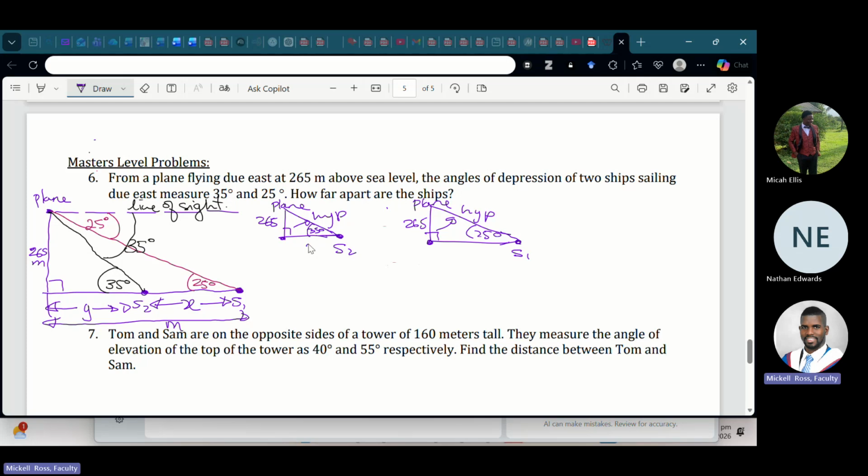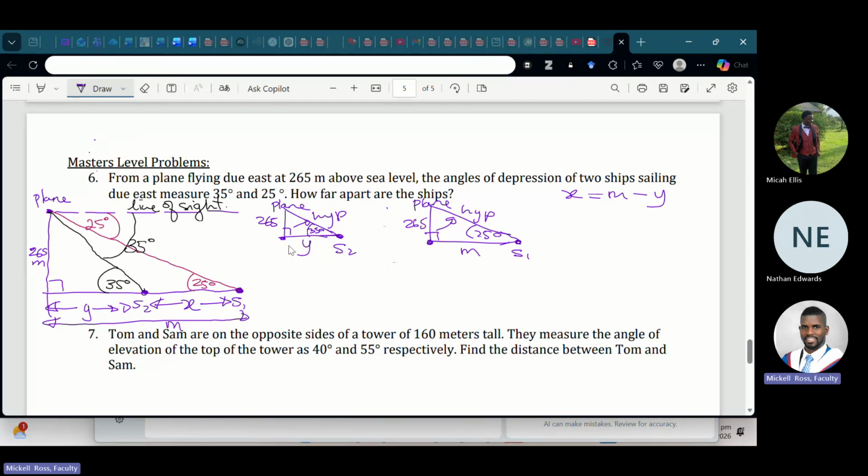We can find this distance here, which we had indicated to be y. And we can find this entire distance from ship 1 to the base, which we consider to be m. So to find x, it's going to be equal to m minus y, all right? Because if we know all of m and we know y alone, if we subtract y from m, we're going to be left with the distance, which is x. So let's go and find y.